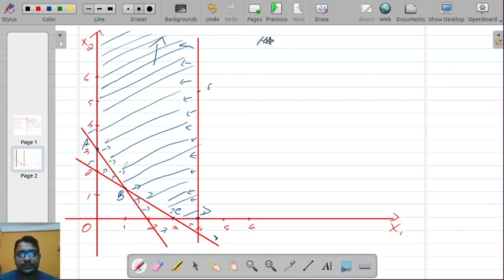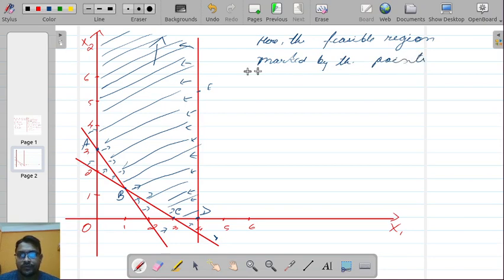So here the feasible region is marked by the points A, B, C, D, E. E is actually unbounded, so the region is unbounded, right?